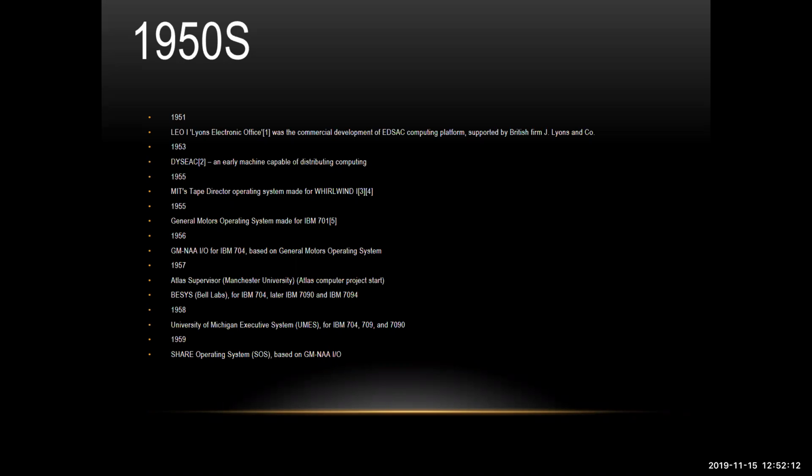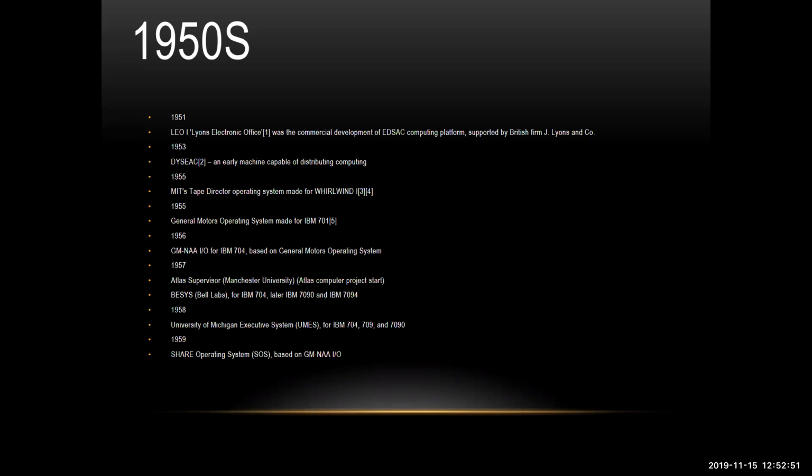During 1951, we had Leo 1, Lyons Electronic Office. It was a commercial development of the EDSAC computing platform supported by a British firm, J. Lyons and Company. So the Leo 1 was the first computer used for commercial business applications. And then during 1953, we have DISAC, an early machine capable of distributed computing. DISAC was the second Standards Electronic Automatic Computer.